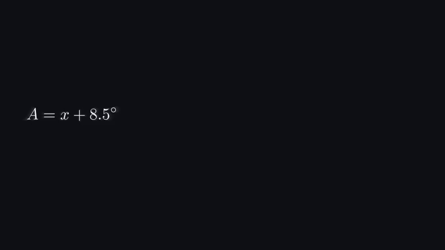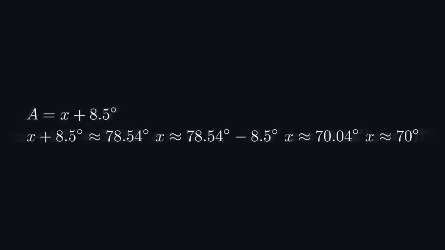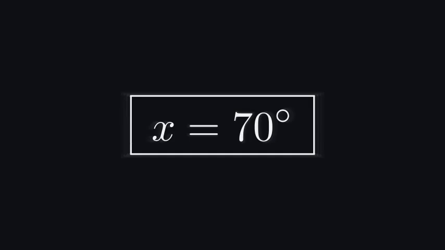A equals x plus 8.5 degrees. X plus 8.5 degrees approximately equals 78.54 degrees. X approximately equals 78.54 degrees minus 8.5 degrees. X approximately equals 70.04 degrees. X approximately equals 70 degrees. Therefore, correct to the nearest degree, x equals 70 degrees.